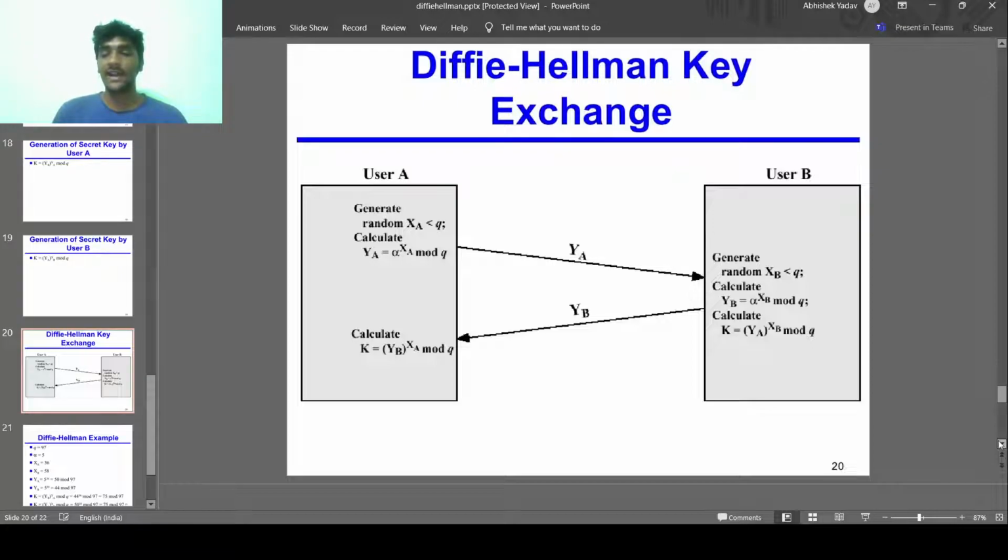Then B generates a random XB. It calculates YB, its own public key, and then calculates the secret key. The secret key is calculated from the public key of user A raised to the power of the private key of user B mod Q. Then the message is sent back along with the public key to user A, which also calculates the secret key using the public key of user B raised to the power of the private key of user A mod Q.